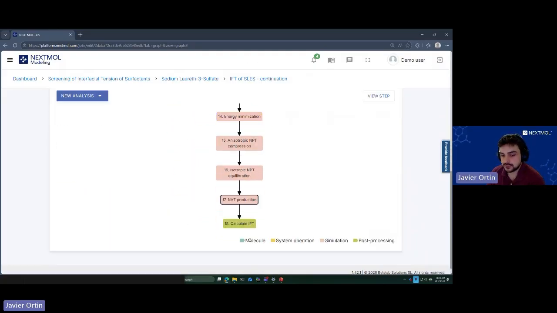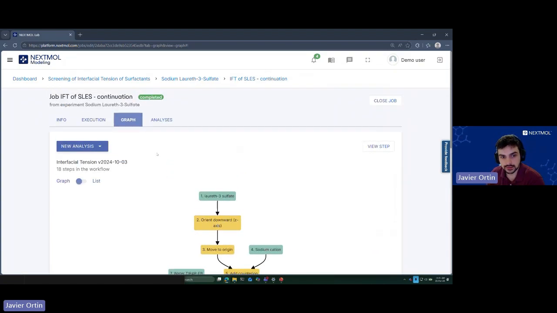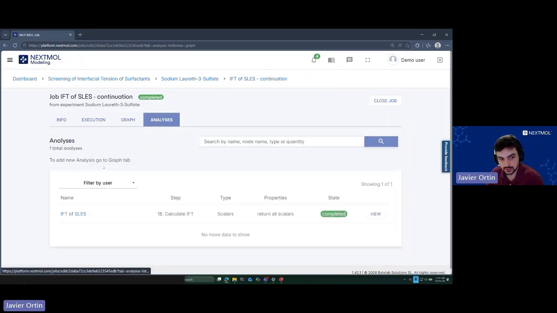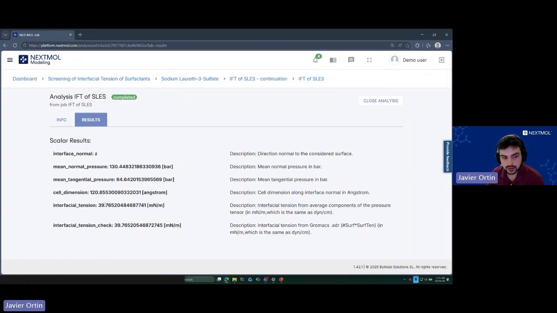And finally, after the production node, here we have the analysis node. In this analysis node, this is where we extract the relevant information. This is the interfacial tension, which will appear in the tab of analysis. Then we can click on the interfacial tension of SLES, and here we can observe under the tab results the value for the interfacial tension for this surfactant at this coverage of the interface.